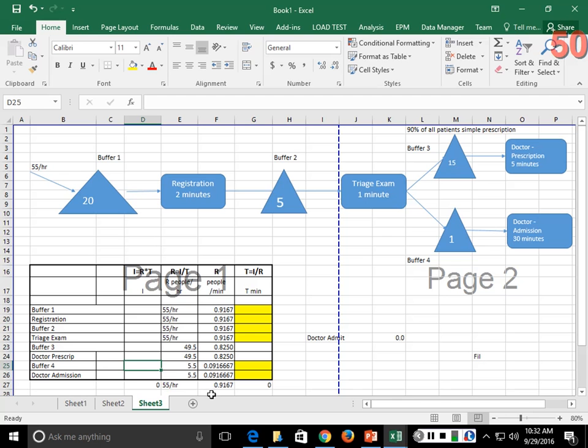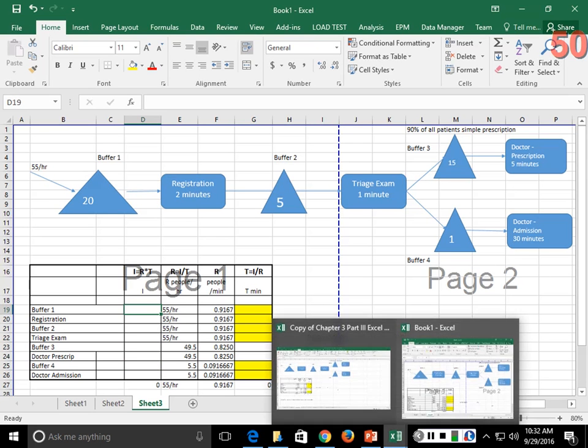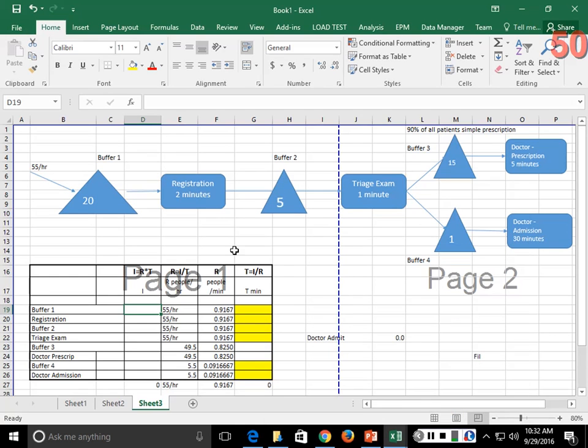I'm not sure where I'm at, but Spencer, I'm just going to pick on you. What do I know about inventory? So in the buffers, what inventory do I have? You have 20 patients at buffer 1. 5 at buffer 2. Is that 15 at 3? And 1 at buffer 4. Okay, there we go. All right.